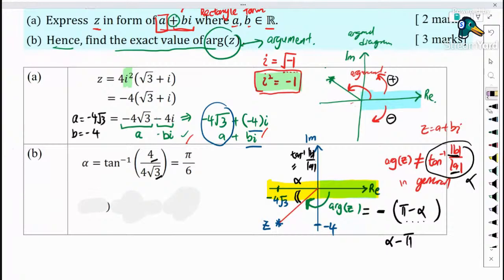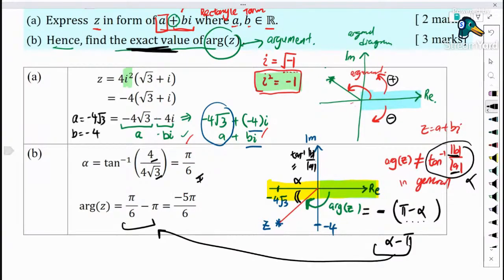And I suppose my answer here, the exact value is pi over 6. Don't convert into decimal, because if you convert it into decimal, it will no longer have the exact value. So the answer needs to be written in terms of pi. Then if alpha is pi, then argument will be pi over 6 minus pi, and then the answer is negative 5 pi over 6. So this formula here is based on alpha minus pi. So this is how we get the answer here done.